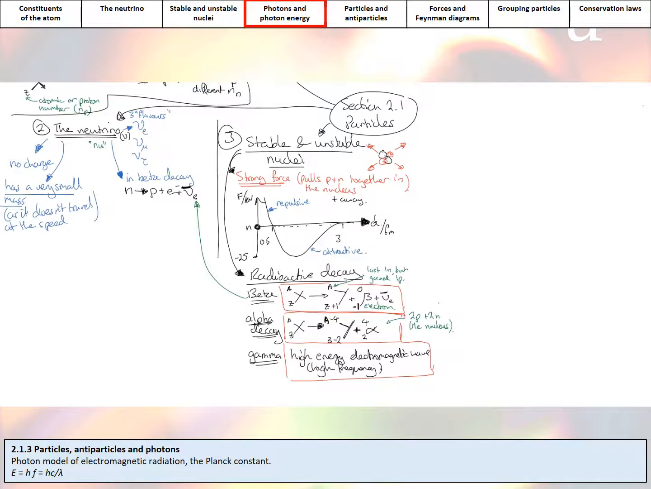So the next bit was on photons and photon energy. Now you will have been taught this with the EM and quantum section that we taught you first, because you needed this knowledge to be able to look at the photoelectric effect. So it won't be in your particles booklet, it'll be in your other one, but we'll include it here for completeness.